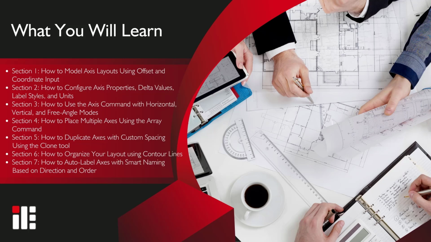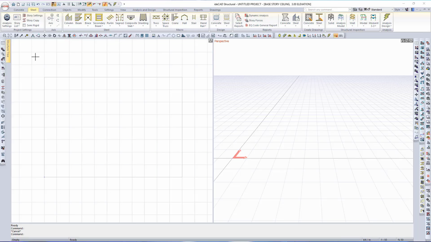To keep your layout organized, we'll activate contour lines and make sure your drawing stays clean. Finally, I'll demonstrate how to automatically label all your axes using smart naming, assigning letters to one direction and numbers to the other. By the end of this video, you'll have a well-organized and fully labeled axis system, ready for modeling your steel structure. Today, I'll be modeling an industrial-type steel building.